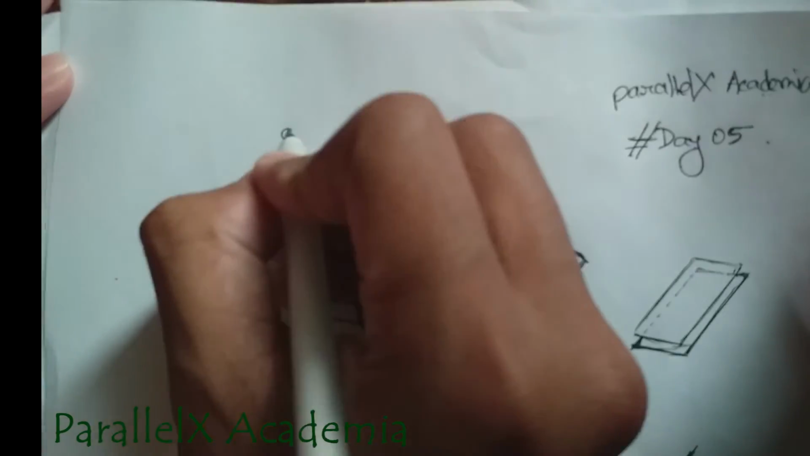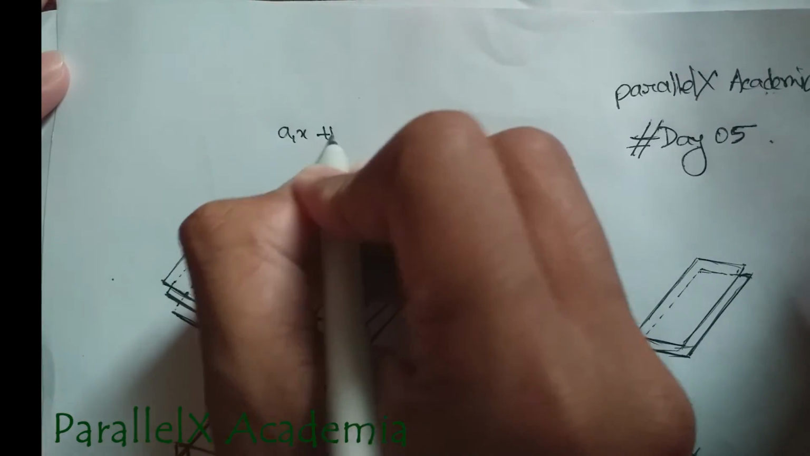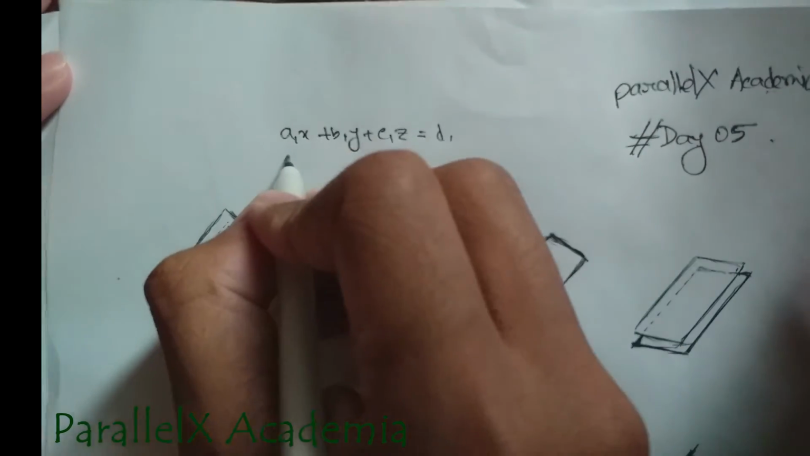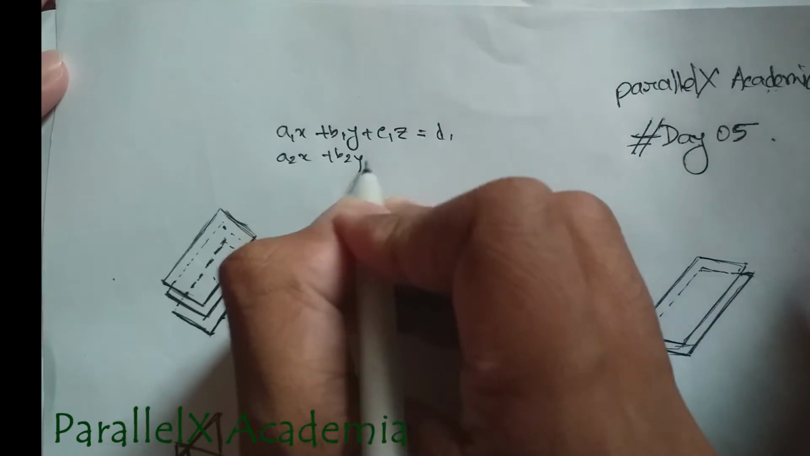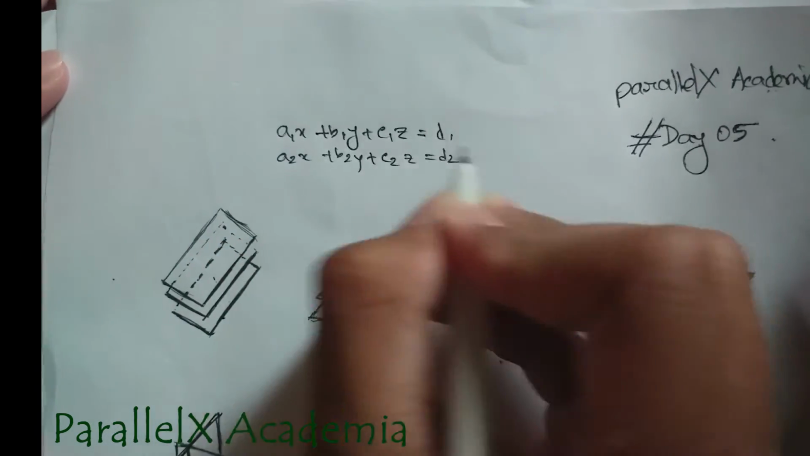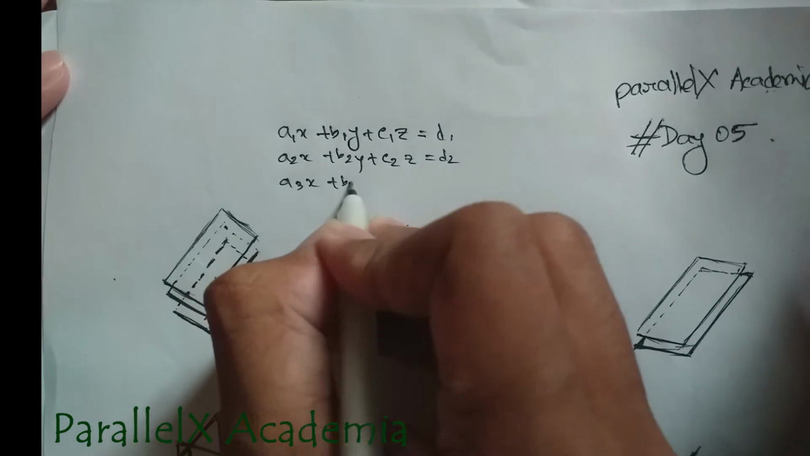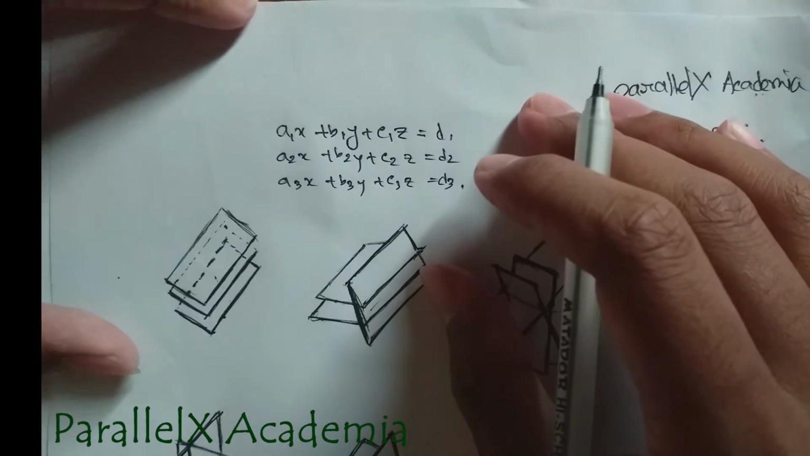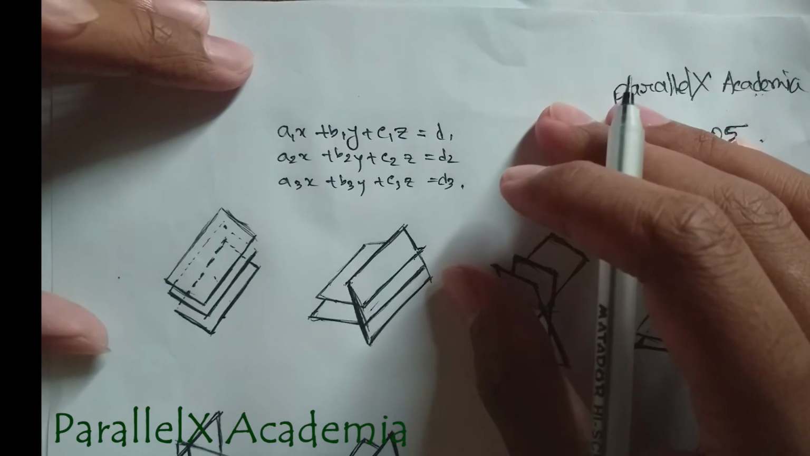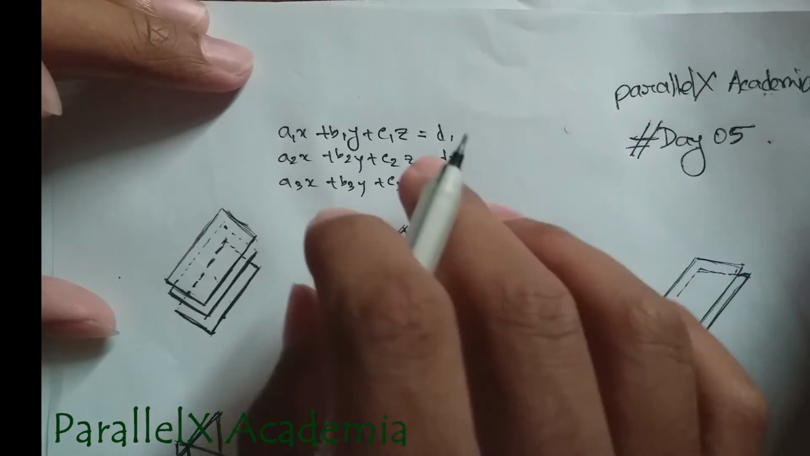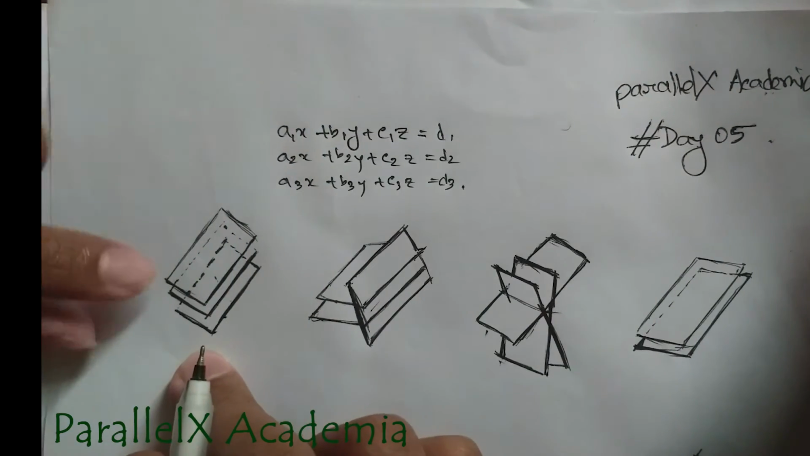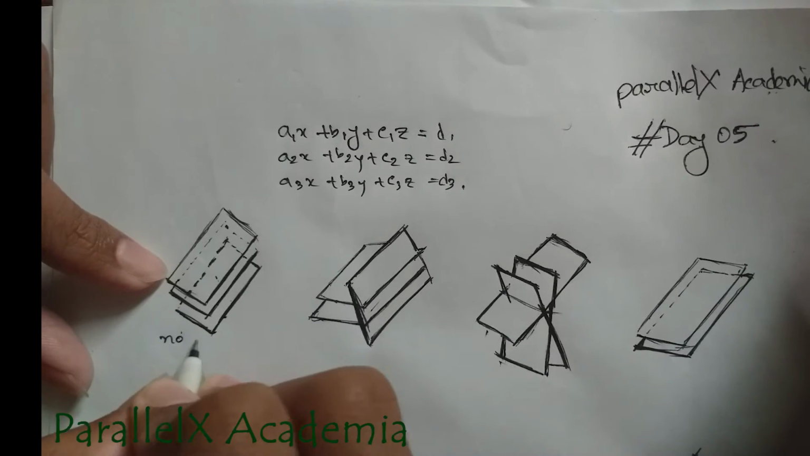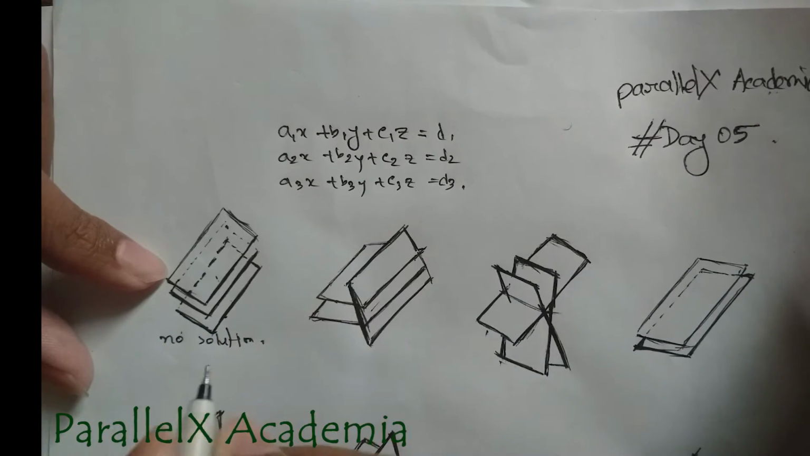This kind of system has 3 equations. For example, a1x plus b1y plus c1z equals d1, and a2x plus b2y plus c2z equals d2, and a3x plus b3y plus c3z equals d3. So here are 3 equations, and each equation represents a plane. If these 3 planes are parallel to each other, then there will be no solution.